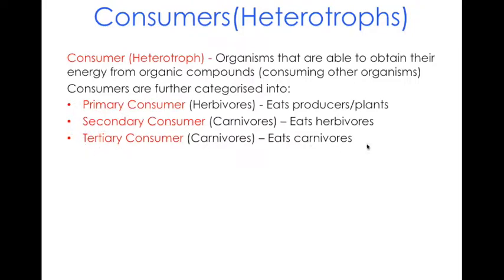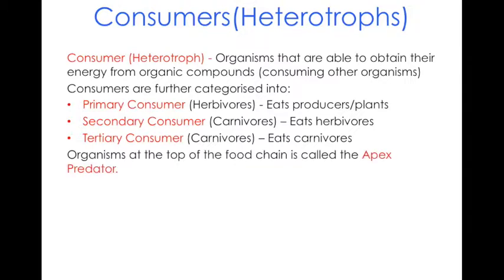There is also another layer called the quaternary consumer, meaning kind of the fourth level. But generally, we don't really need to get into the details of that. You've got fifth level, sixth level, and so forth of consumers, and it just sort of keeps going. But we really only focus on primary, secondary, and tertiary. The organism that's usually at the top of the food chain, that nothing really eats, is what we call the apex predator, or the top predator in the ecosystem.